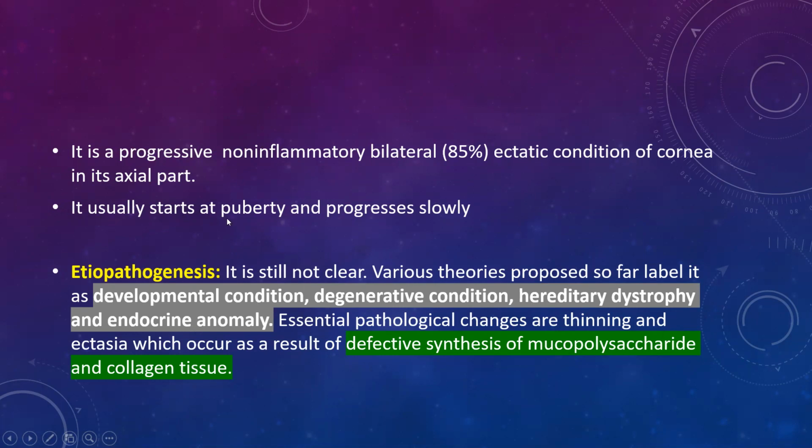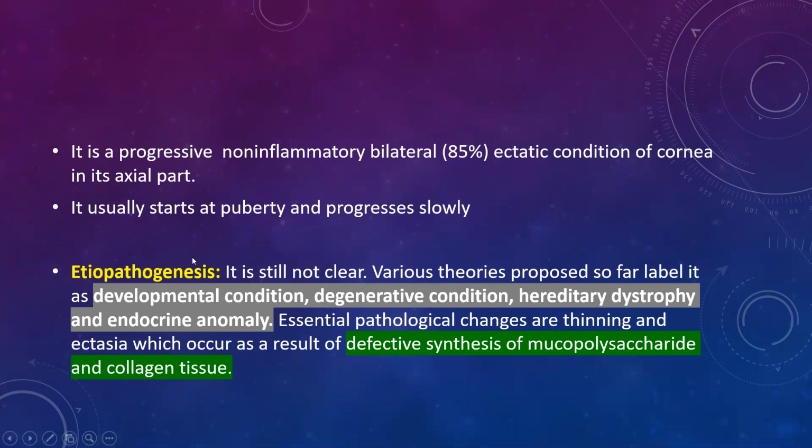And it usually starts at puberty and progresses slowly. The puberty here gives me a clue. Usually during puberty or after attaining puberty, there will be hormonal changes. So if you look at the etiopathogenesis, it could be hormonal or endocrinal in nature. There is some hormonal pathology that you tend to see in this particular disease, and it progresses slowly. So it's a developmental condition.